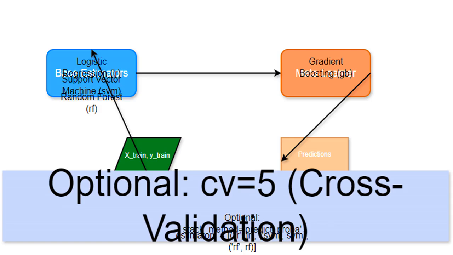Cross-validation is a technique to evaluate a model's performance more robustly. cv=5 means I'm using 5-fold cross-validation. The data is split into 5 parts. The model is trained on 4 parts and tested on the remaining part, and this is repeated 5 times with different parts held out for testing. This helps prevent overfitting and gives a more accurate performance estimate.